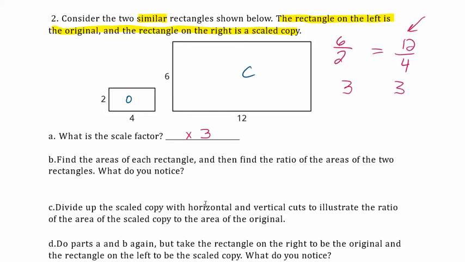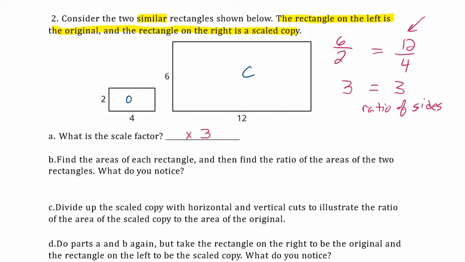What do you notice? Well, we know the ratio of the sides is 3. The ratio of the sides is 3. What about the ratio of the areas? Do you think that's going to be 3? Seems logical. Well, let's work it out and see what happens.